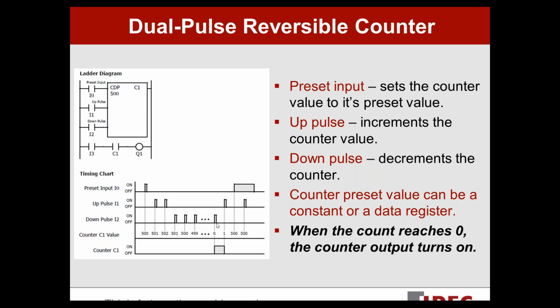If we get a whole bunch more down pulses, then we will get to 0. And once the counter reaches 0, you can see the counter output turns on here. Moving along in time on our x-axis, we get a pulse on input 1. The counter increments to 1. The counter is no longer true at that point. So again, this counter is on or true only when the counter value is 0.